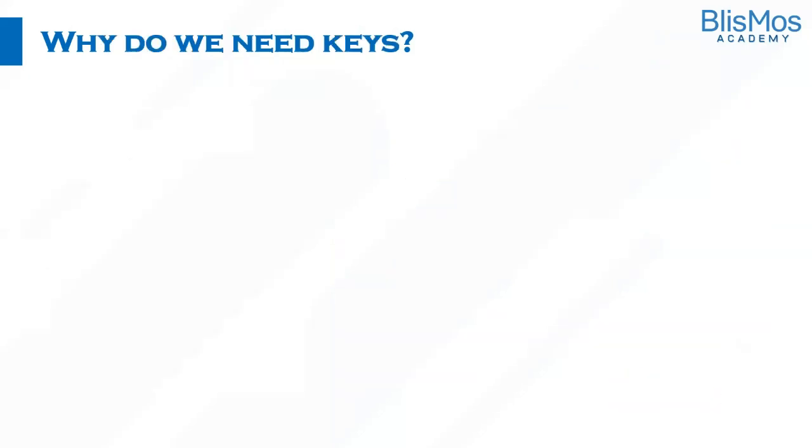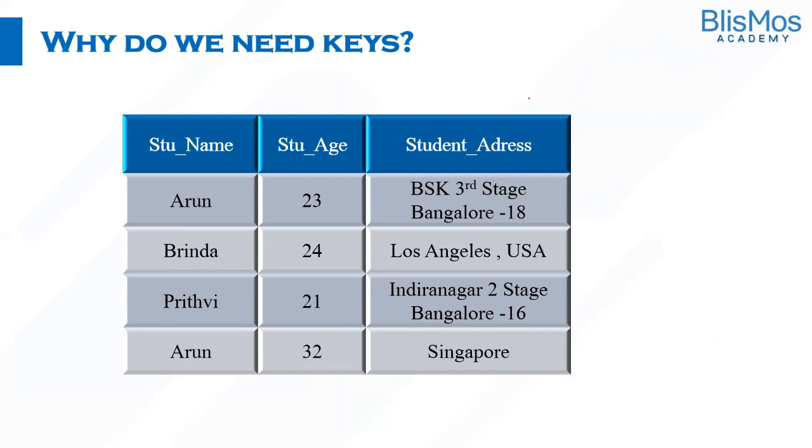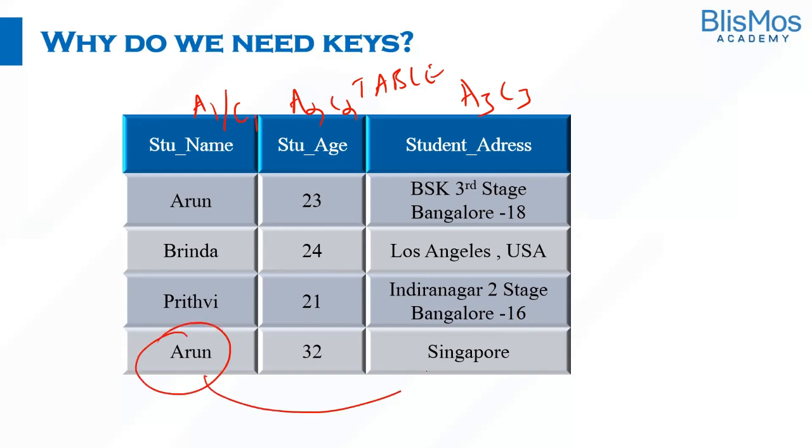But the question is, why do we need keys? Let us understand that by an example. Here it's a table, isn't it? The table has three attributes: attribute 1, attribute 2, attribute 3, or you can say column 1, column 2, and column 3. We have Arun, who is 23 years old, who stays in BSK third stage. And we have Brinda, who stays in Los Angeles. There is one more Arun who stays in Singapore.